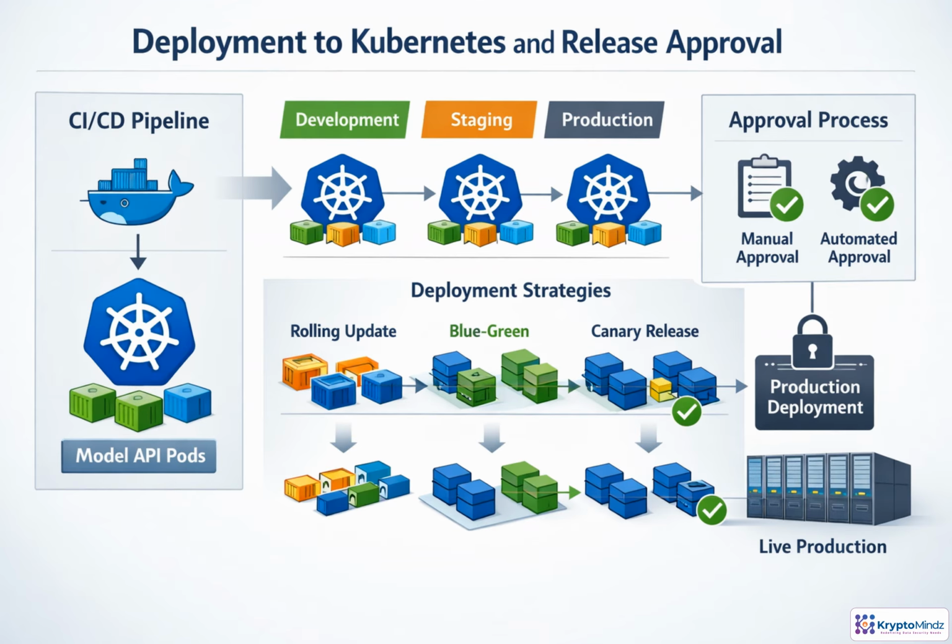With the image in the registry, the pipeline asks Kubernetes to run it as model API pods. Those pods are exposed through a service or ingress, giving users a stable endpoint while Kubernetes handles scaling and replacement. Promotion usually moves from development to staging, then production. To reduce risk, teams use rolling updates, blue-green swaps, or canary releases. Before production, an approval gate, manual or automated, checks quality signals and prevents unsafe releases.